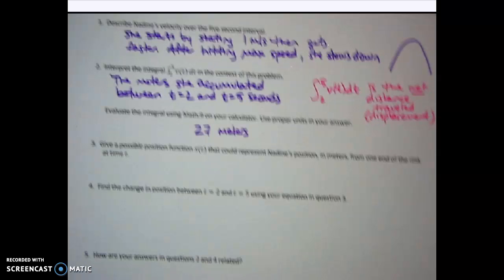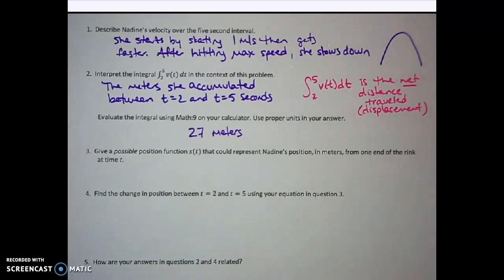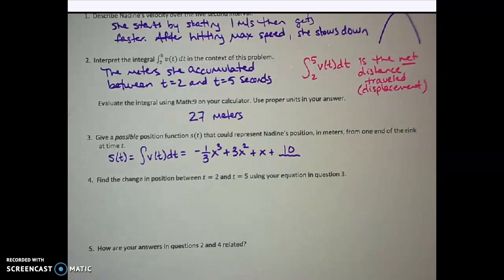Now again, I would like you to pause, think about what we did yesterday, and give a possible position function that could represent Nadine's position in meters from one end of the rink at time t. So from what we learned yesterday, we would have a c there, right? But I want you to just guess where her initial position is. So I put that she's at 10.